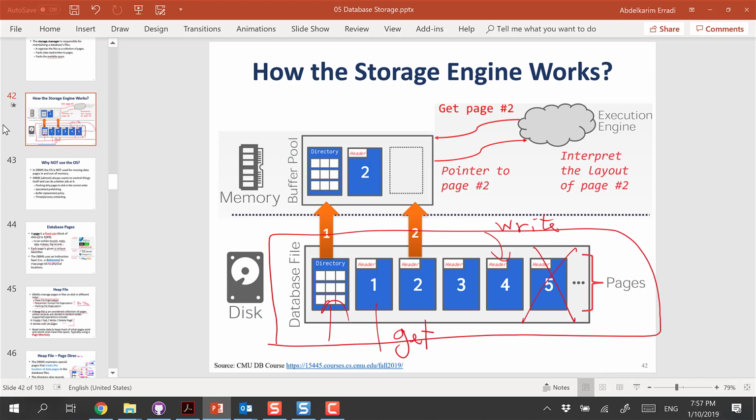Yeah. So on top of this, you need an index to allow you to directly jump to the page where you should get the record that you are looking for. Without indexes, it will be much slower. You will have to do a full table scan.